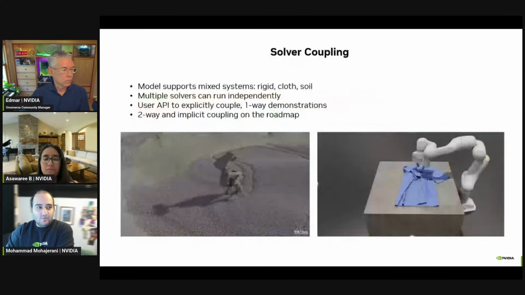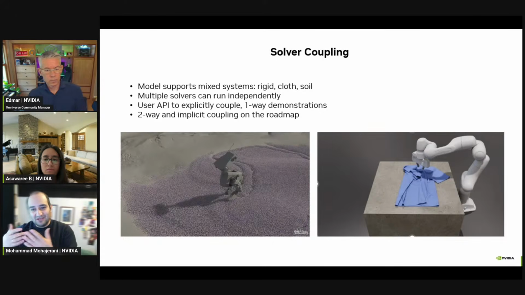These were two examples of things that are not necessarily rigid body. They have deformable simulation on one end, and you have rigid body dynamics on the other end. You need to couple them. So the Newton model supports mixed systems: rigid, cloth, soil. We're actively working on cable dynamics as well, and we're going to have some exciting news about that. So the solvers can run independently, and then you have the API to couple them together.